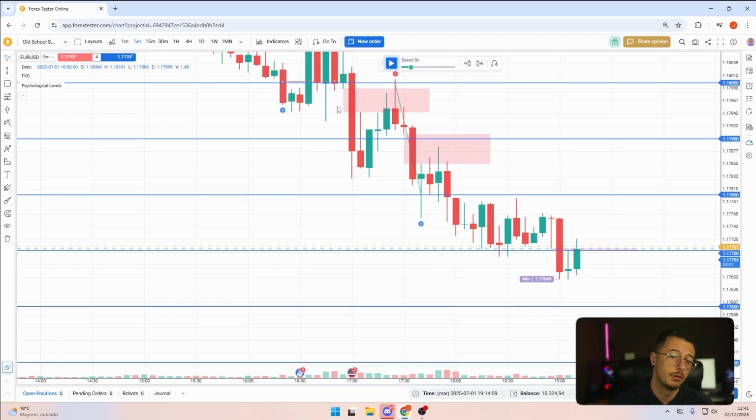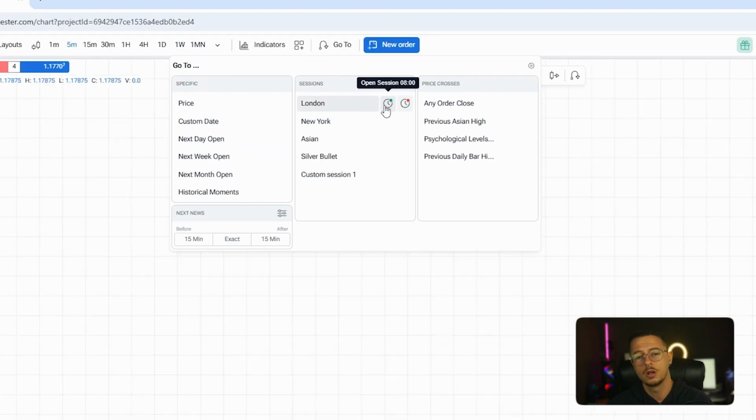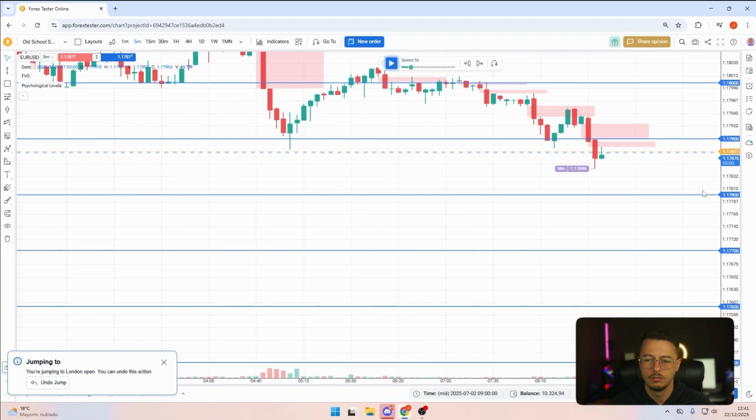And the best thing is that we can do this with the go to, and we can go to any session that we want, like the London open, the closing session, the New York open, the New York close, and we can even customize our sessions. And if we finish our trading week, we can even go to next open week. But in this case, we're going to go to the London session to see if we can find any more trades.